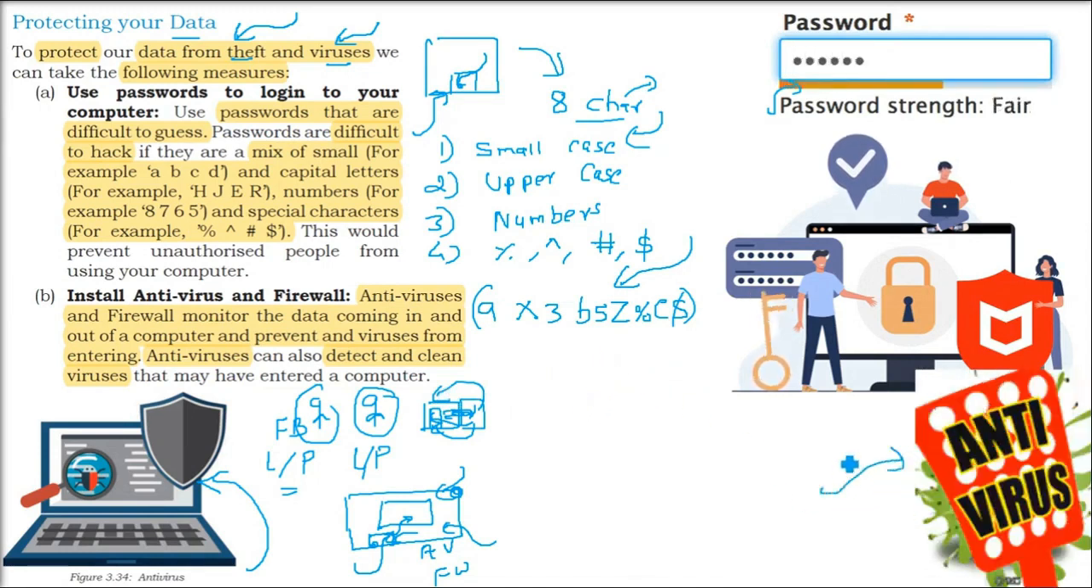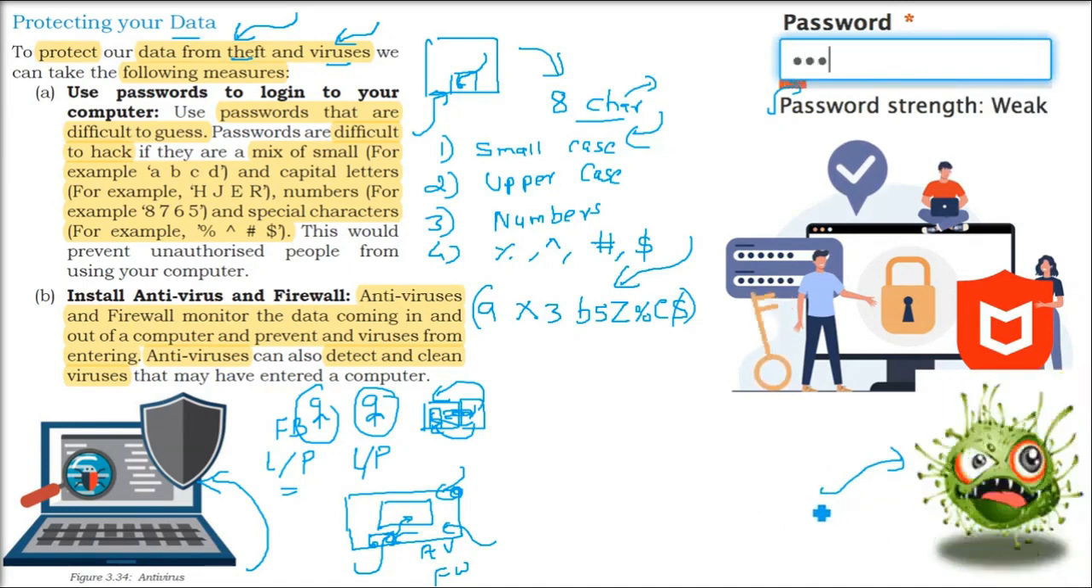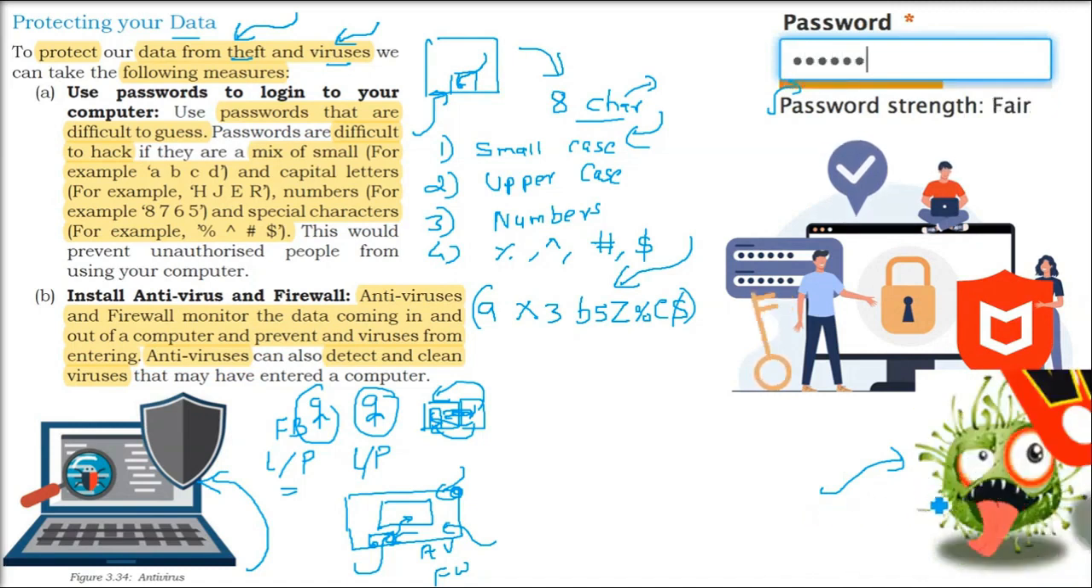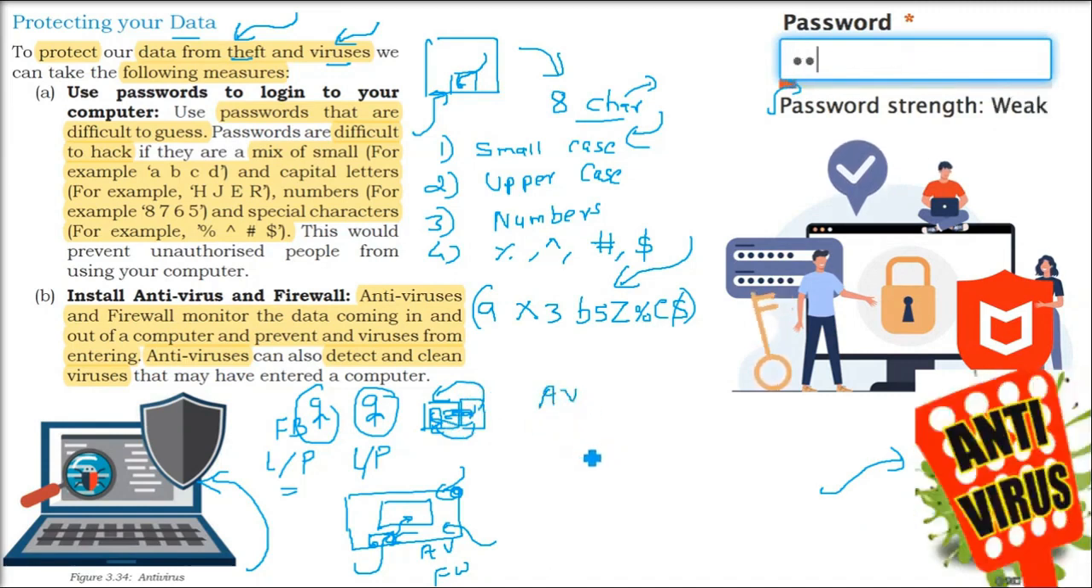There are so many viruses being made. So in order to stop them, and if they come inside your computer, to destroy them, to quarantine them, we have software called antivirus. Similarly, we have a firewall.